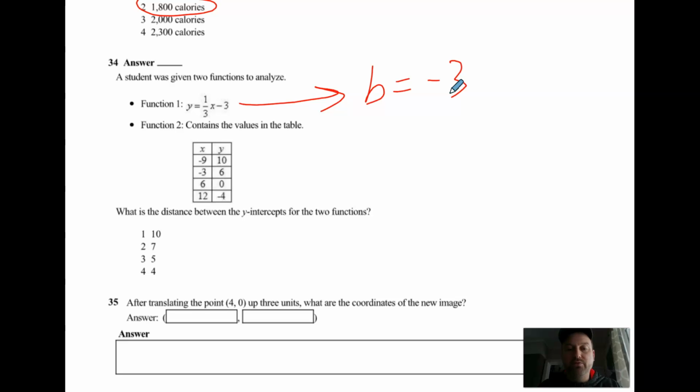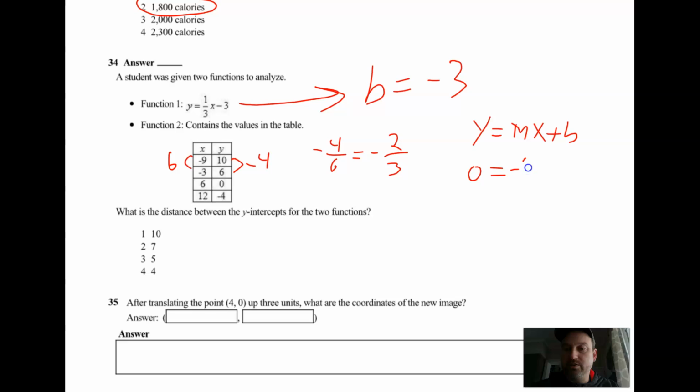For function 2, we don't quite know it. So let's get the slope first. This goes down 4, this goes up 6. So our slope is -4/6, which reduces to -2/3. So that's my slope. Then you know that you need your equation y equals mx plus b. We're going to substitute. We're going to pick one of these points. Let's plug in 0 for y, -2/3 for our slope, and what was it?